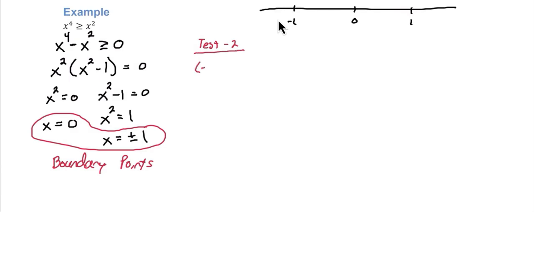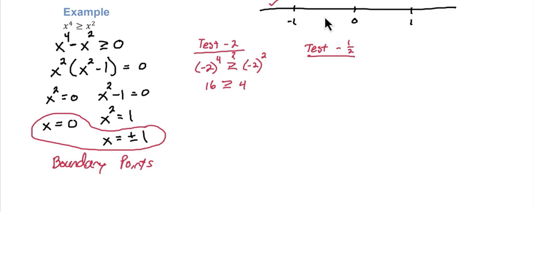And we'll test it in the original inequality. And we're asking, is this a true statement? -2 to the 4th power is 16, and that is indeed bigger than 4. So this interval is good. It was a true interval. Next, we'll test a point in the second interval. Let's say we test -1/2.